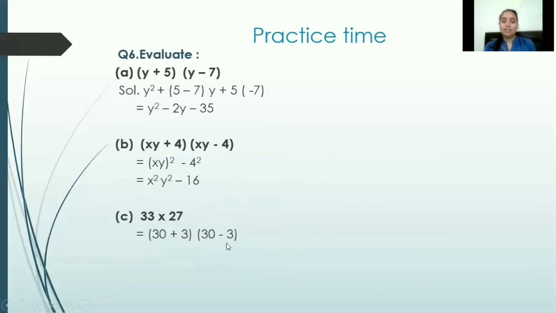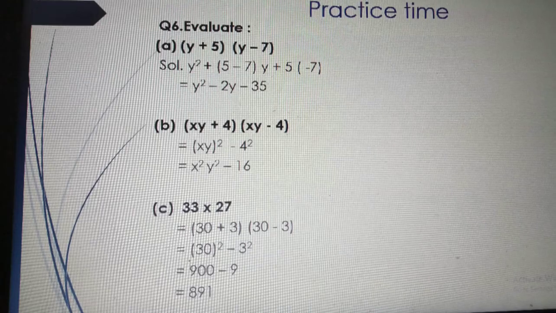Now this is the (a + b)(a - b) form. So a² - b², where a is 30 and b is 3.